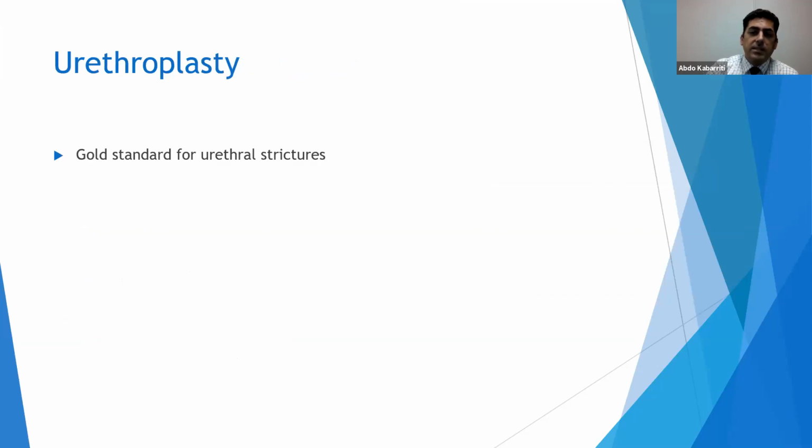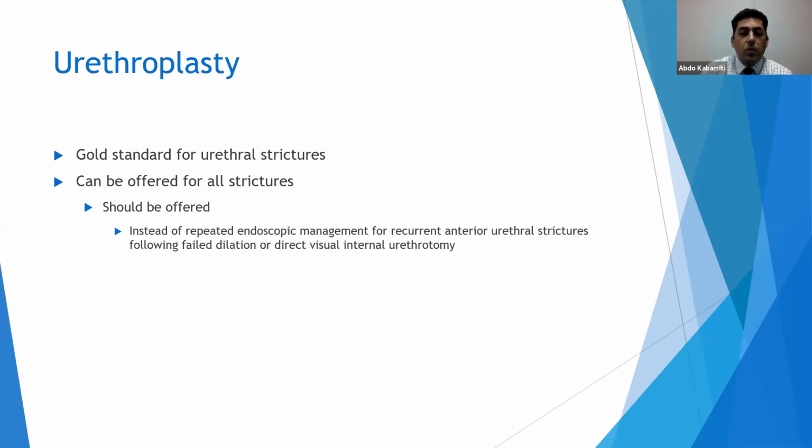So urethroplasty is the gold standard for urethral strictures. Keep that in mind when taking the in-service and you're faced with these questions. It can be offered for all strictures, but it should be offered instead of repeated endoscopic treatments for any patient with an anterior urethral stricture.